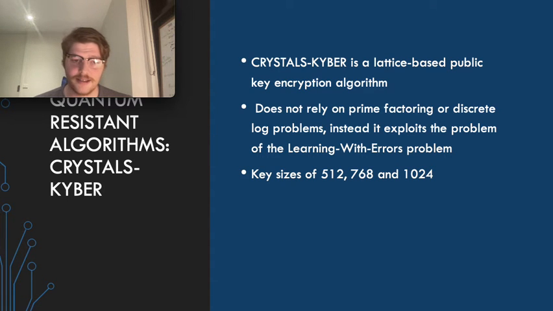Crystals-Kyber is a lattice-based public key encryption algorithm. It does not rely on prime factoring or discrete log. This is really important, as we discussed earlier, to be quantum resistant. It's actually based on the learning with errors problem. So this is considered to be quantum resistant for now. There are no known attacks, which is one of the reasons that it is being considered a finalist. Amazon is already using this in industry within their Cloudflare WAF product. As you can see, it comes in multiple different key sizes, and the 1024 key size is considered to be as secure as AES 256.